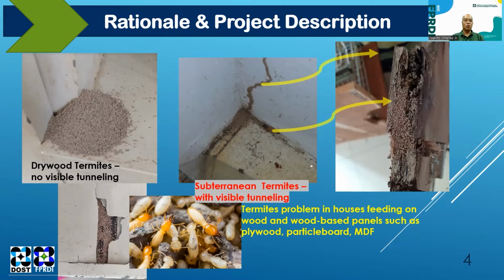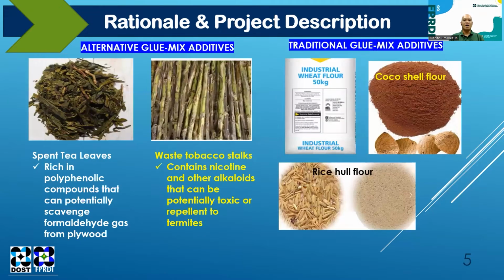the wood-based products such as cabinets, tables, or plywood partition walls. As a potential solution to these two major problems of wood-based panels, we studied the use of spent tea leaves, an industrial solid waste from the making of tea-flavored drinks, and waste tobacco stalks after harvesting of the leaves, as an alternative glue mix additive in lieu of the traditional extender with flour and filler, rice hull, or coconut shell flour.